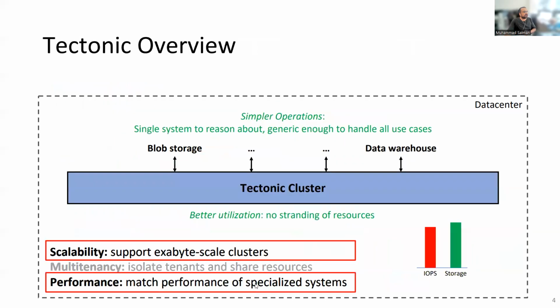So to efficiently handle the resource utilization, they have this Tectonic cluster. Tectonic cluster is a kind of cluster which can connect the blob storage, data warehouse, and everything in one Tectonic cluster. So when it is in one Tectonic cluster, all the resources are accessible. And when all the resources are accessible, then we have better utilization and we can achieve a good IOPS, and also we could achieve good storage. But to adopt this Tectonic cluster, they are having some challenges.